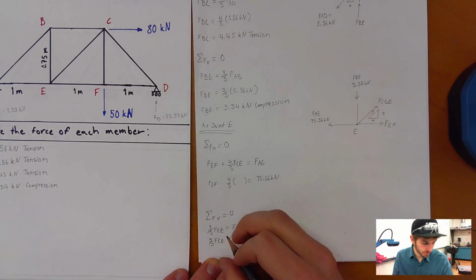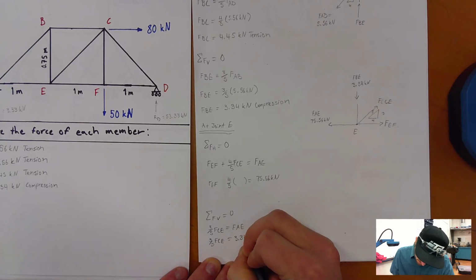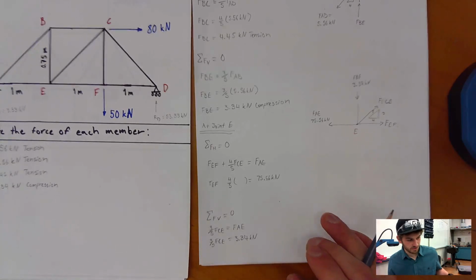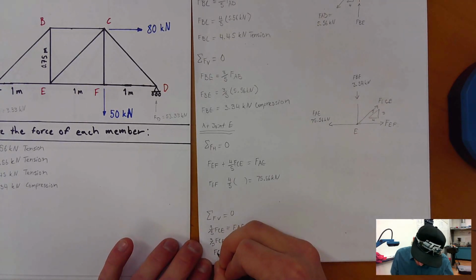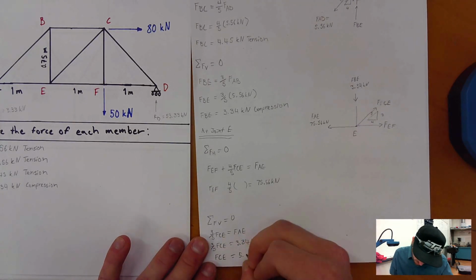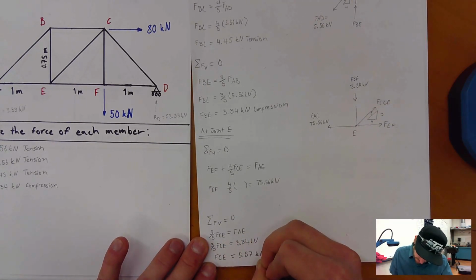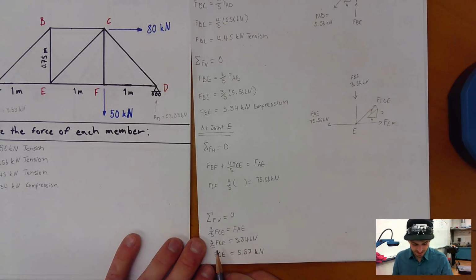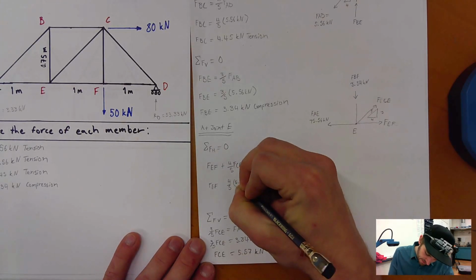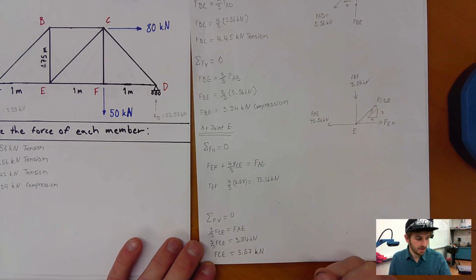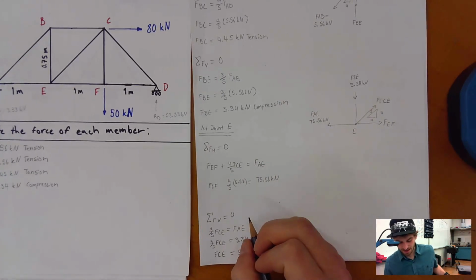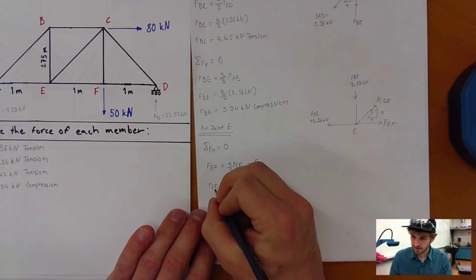So we've got 3/5 FCE equal to 3.34 kilonewtons. Okay, grab our calculator. We have FCE all by itself is going to be equal to 5.57 kilonewtons. Okay, boom. We've got CE equals 5.57 kilonewtons. We could directly take that 5.57 and throw it up there, and then we can go and do our calculation. Type it in there. We have the forces acting on EF.